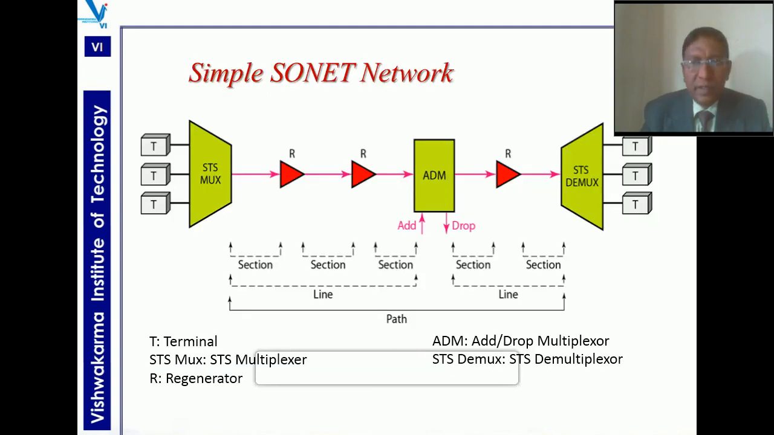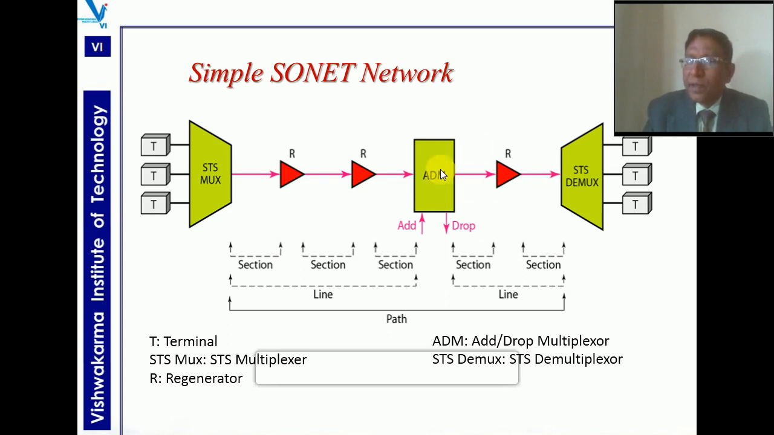Here in this diagram, you can see a simple SONET network. The T here are the terminals, which can be connected to an STS multiplexer. Then this multiplexer will convert the electrical signals from the terminals into optical signals. These are the regenerators, this is the ADM, this is the STS demultiplexer, and these are the various terminals. Here the regenerator will convert optical signals into electrical signals, regenerate the electrical signals, and again reconvert them into optical signals, and forward to the next regenerator.